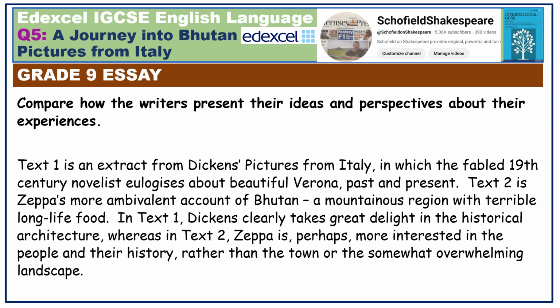Text 1 is an extract from Dickens's Pictures from Italy, in which the fabled 19th century novelist eulogises about beautiful Verona, past and present. Text 2 is Zeppa's more ambivalent account of Bhutan, a mountainous region with terrible long-life food. In text 1, Dickens clearly takes great delight in historical architecture, whereas in text 2, Zeppa is perhaps more interested in the people and their history rather than the town or the somewhat overwhelming landscape.